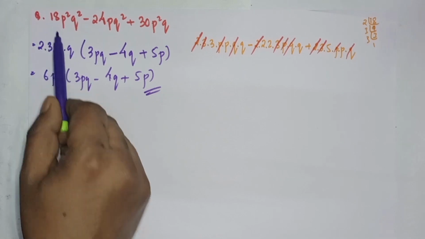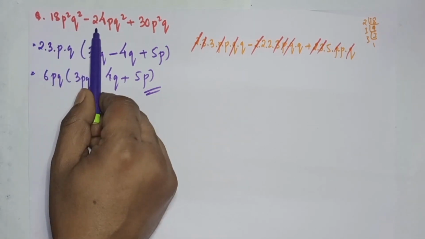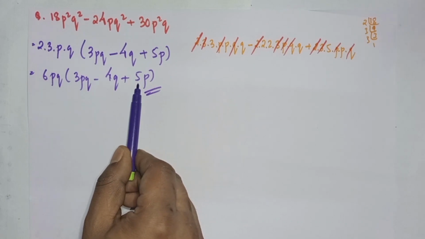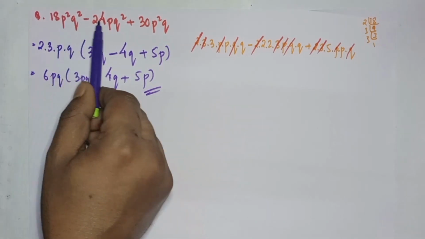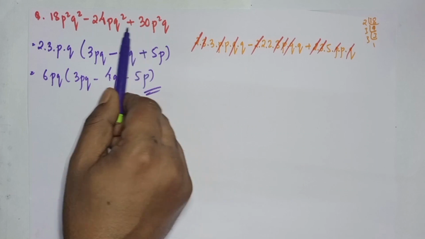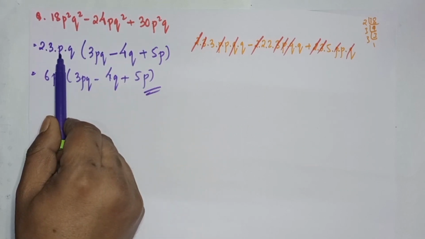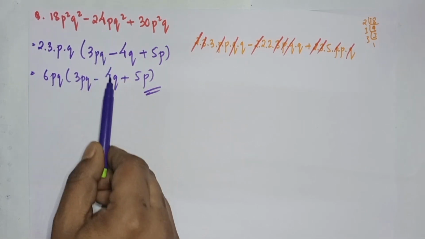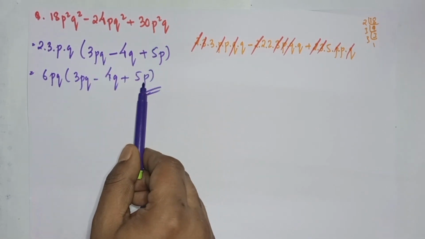Hope you are clear. 6 3s are 18, 3 will be inside. 6 4s are 24, 4. 6 5s are 30. Hope you are clear. Now see, p² and p. Which one is smaller? p is smaller, so you will write p outside. Since there was 2, now only a single p will be there. There was only a single, so no p. There were 2p, so 1p.